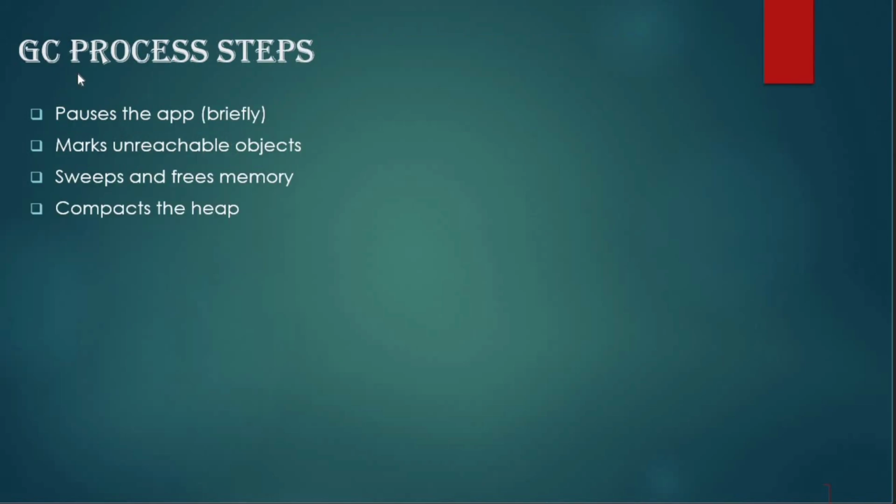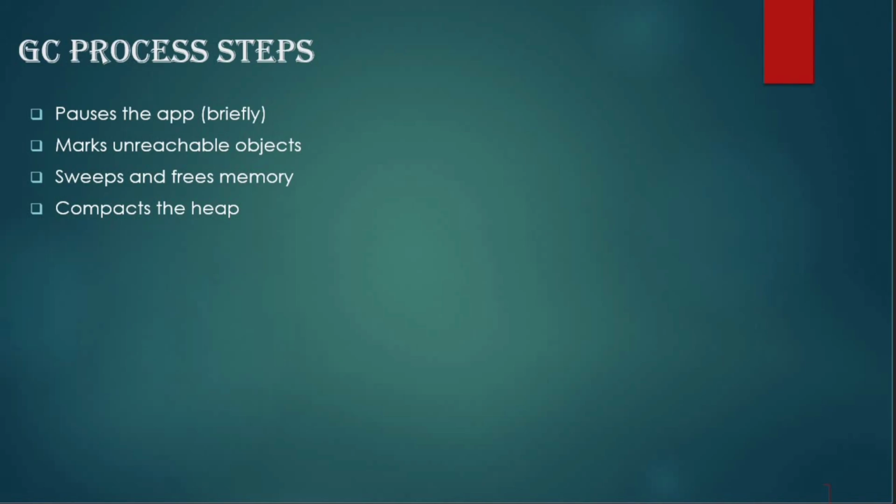Next we will see the garbage collection process steps. So here is what actually happens when garbage collection runs. It pauses your app. This is called a stop the world pause. Then it marks all objects that can't be reached. Next step is it frees all marked objects. Then the fourth step is it compacts the heap, meaning it closes memory gaps for performance. This whole process is optimized in .NET Core using server or workstation garbage collection modes.